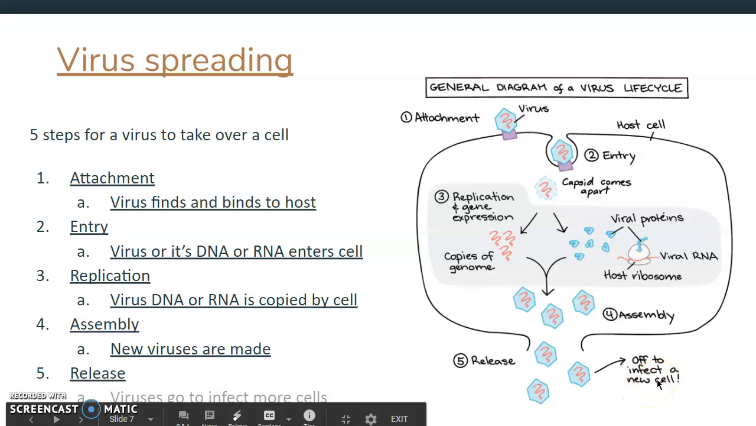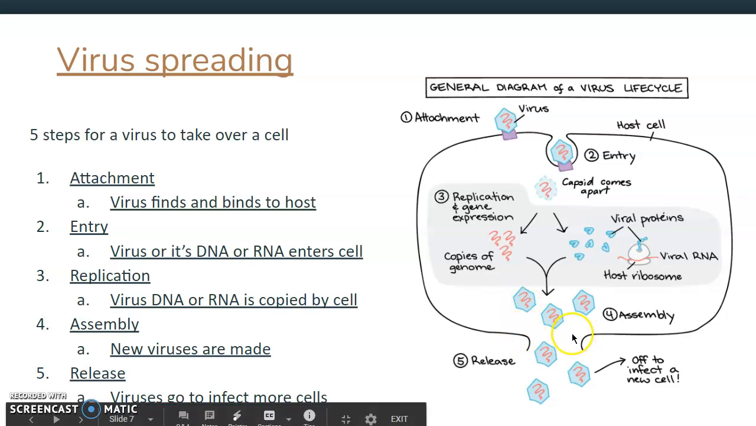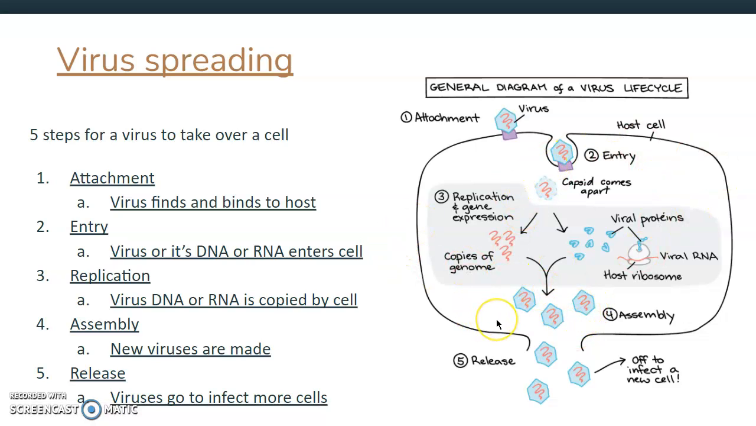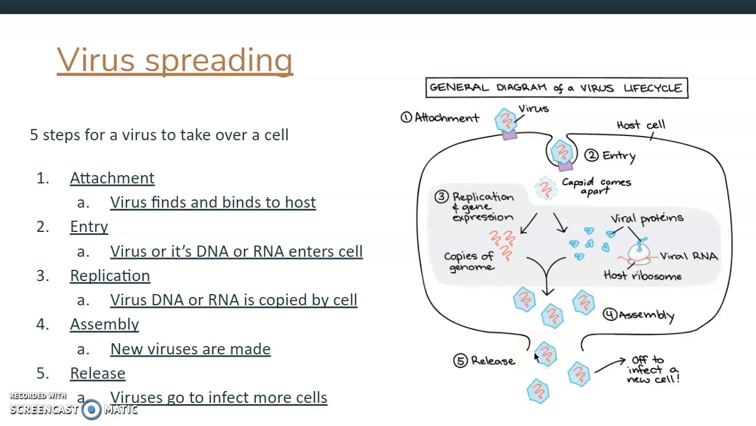So this can happen in a couple different ways, but what happens is they somehow break the cell membrane. Sometimes this happens just because there are so many new viruses that the cell can just no longer hold all of it inside and bursts open. And then we have a lot of new viruses off to go and spread into other host cells.